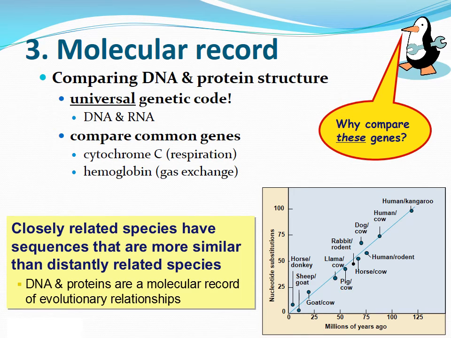So we compare the genes. The ones that are most closely related have more similar sequences than those that are distantly related. I may mention in class at some point that you and a banana have 70% the same DNA. So the more DNA sequence you have in common with another organism, the closer you are actually related to that organism.